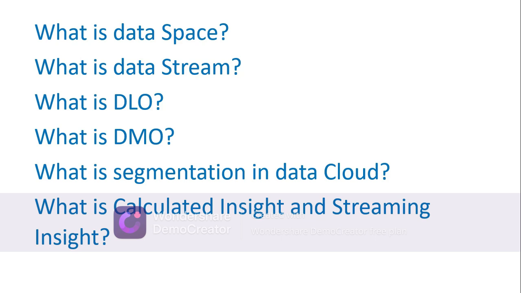Now what are calculated insights and streaming insights? Calculated insight means whenever you load data in Data Cloud that is historical data, that means old data loaded in Data Cloud, that is called a calculated insight. But when data is coming from Marketing Cloud or Commerce Cloud, whenever a record gets created in Commerce Cloud or Marketing Cloud and flows directly to Data Cloud, that is called a streaming insight. That means live data. So whenever any action happens in another system and the same data comes to Data Cloud, that is called a streaming insight.